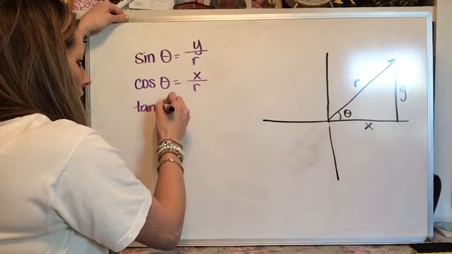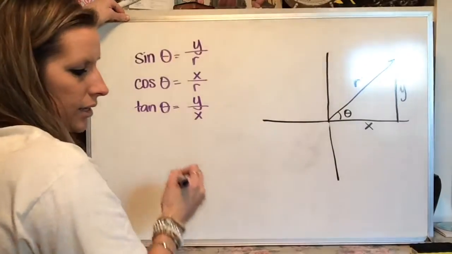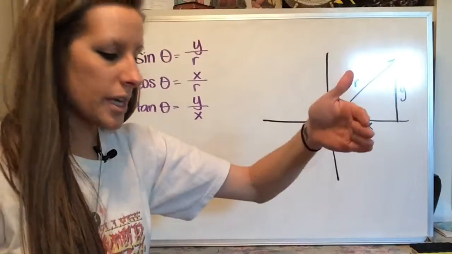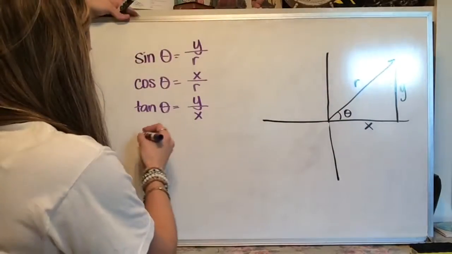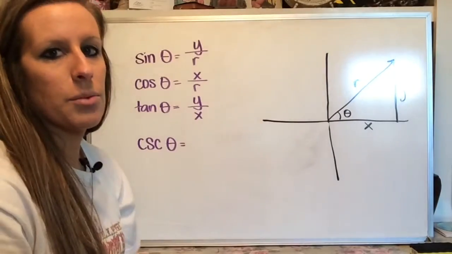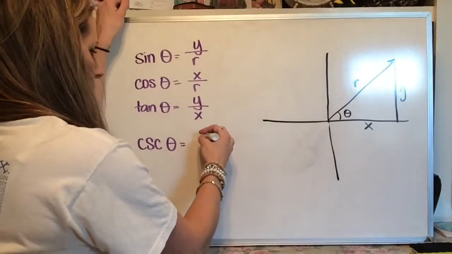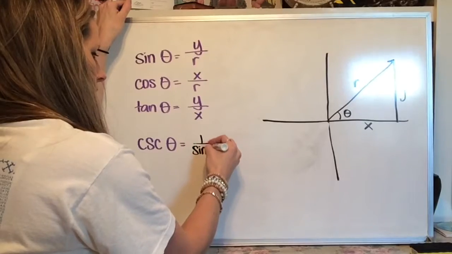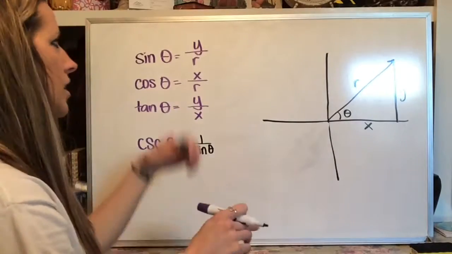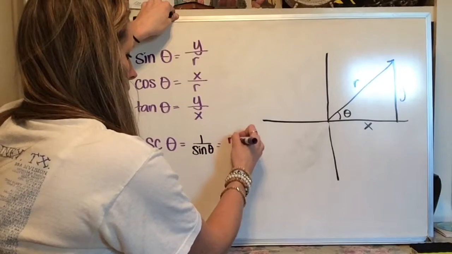Tangent is y over x. And then, and I like how it has it written in columns like that, because cosecant, this one is cosecant. It's the reciprocal of sine. So cosecant is like saying 1 over sine. Okay, so what we're going to do is take our sine, which is y over r, and just flip it. So it's r over y.